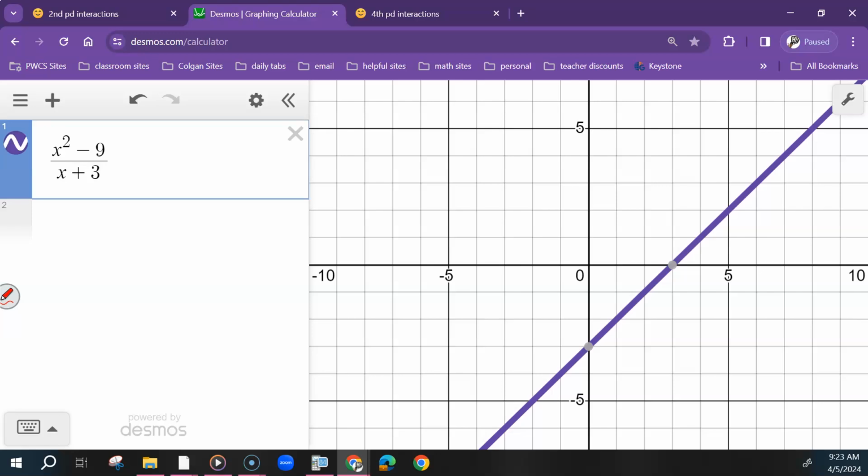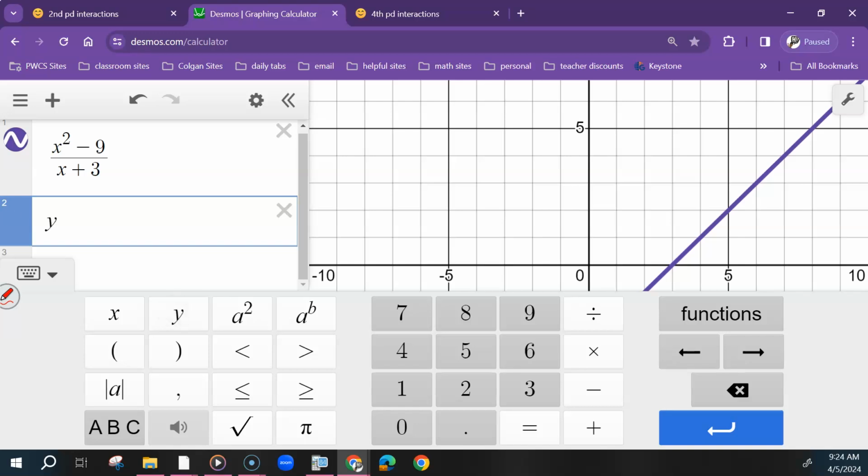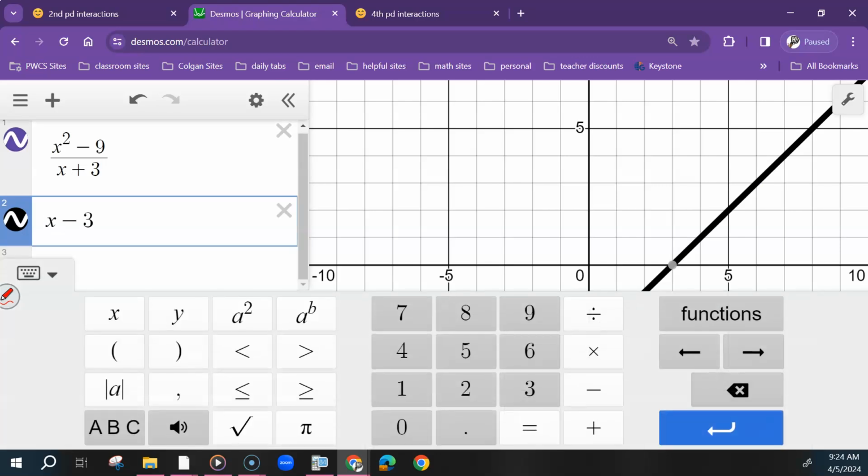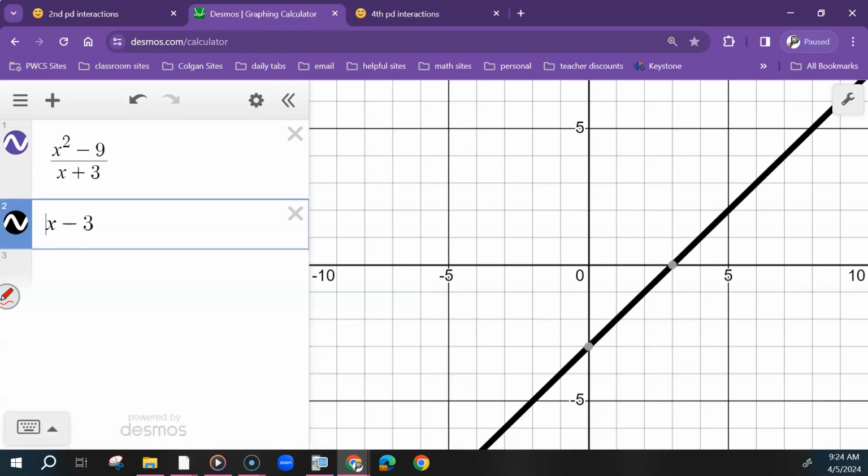You could read the line by just finding the y-intercept, finding the slope. So I see the y-intercept is at -3. The slope is going up 1, to the right 1. So if I were to type in y equals x minus 3, they would overlap. But I could also just get rid of the y equals. And that would tell me what my factor is, or what my remaining factor is. Those are basically how you would check.